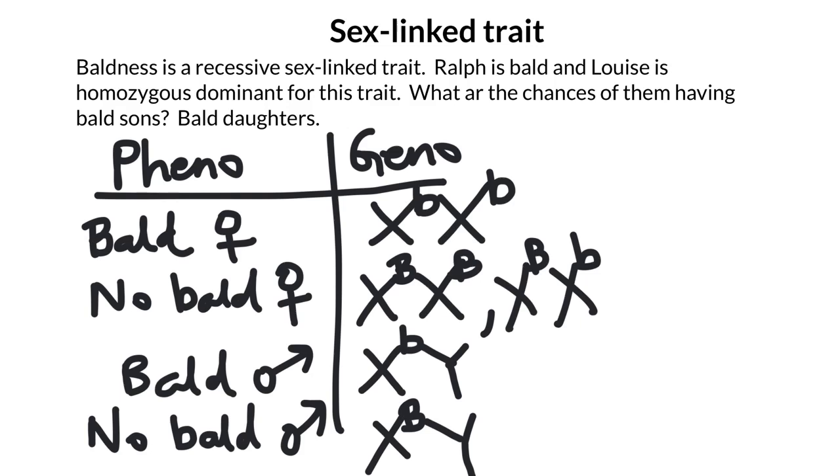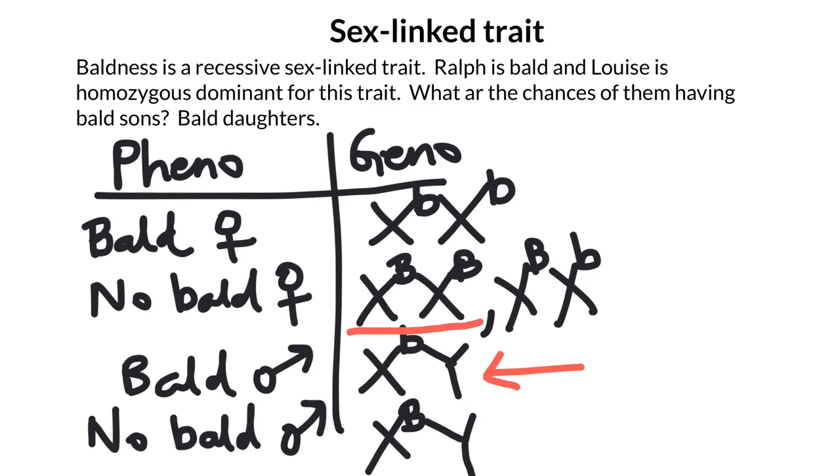Okay, so there we have it. Now let's go to the question. It says Ralph is bald. All right, there's only one option there. He's a man and he's bald, so oops, that wasn't the right option. Let's do that again. So he's a man and he is bald, so he has to be this one right here. And then it tells you that Louise is homozygous dominant for this trait. So they go ahead and spell it out for you. Homozygous dominant, she's that one right there: X big B, X big B.